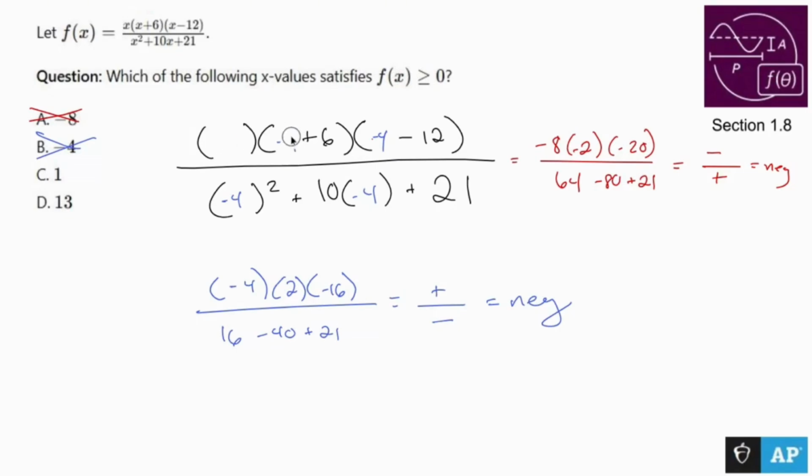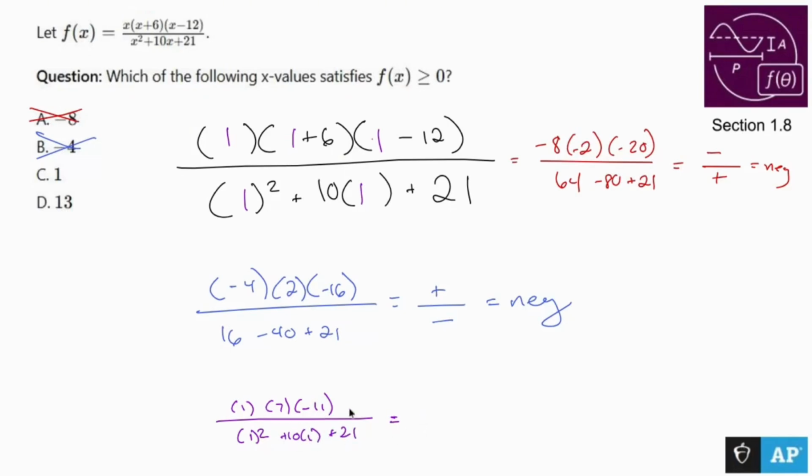Let's plug in 1 and hope that it doesn't really matter. Once I find out what happens, I have my answer. So it's either going to be 1 or 13. So let's plug in 1. That's going to get us 1 times +7 times -11 over 1 squared plus 10 times 1 plus 21.